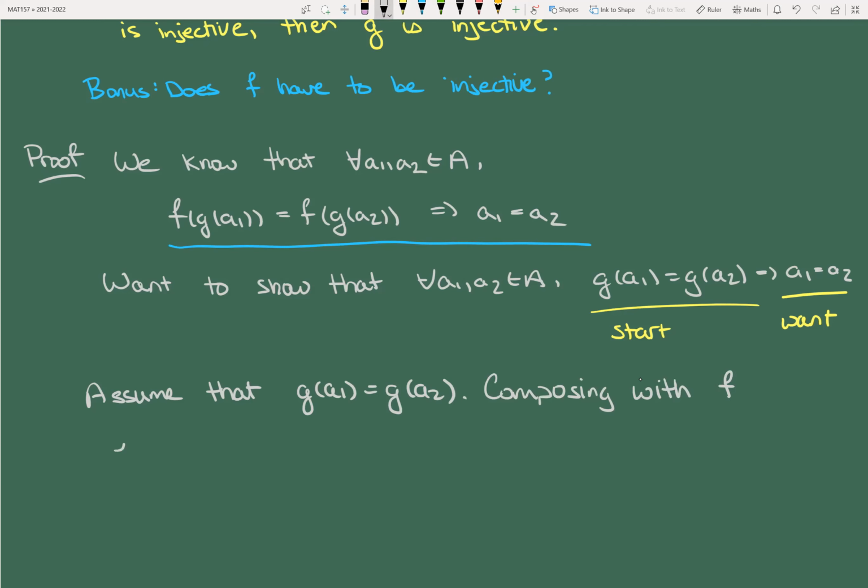So composing with f, we'll then get f of g of a1 is equal to f of g of a2, right? And there's no magic there. You know that g(a1) and g(a2) are equal, so if you plug them into the function, they're going to give you the same thing.